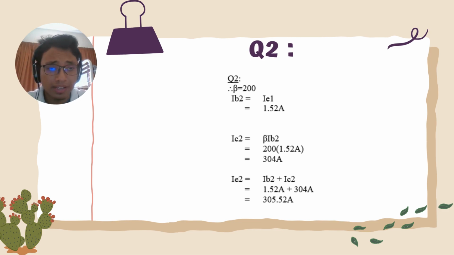The emitter current is the sum of the base current and the collector current, which is 1.52 amps plus 304 amps. This gives us an emitter current of 305.52 amps.